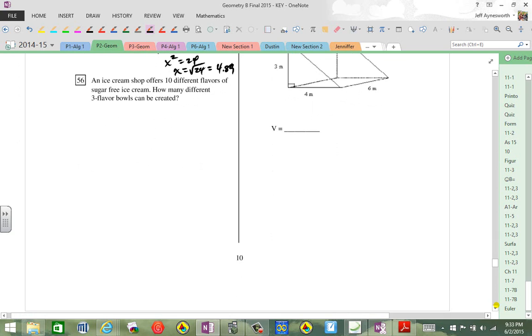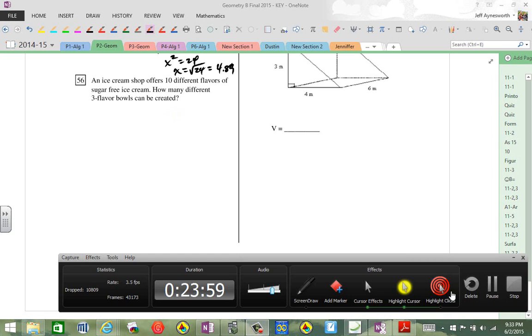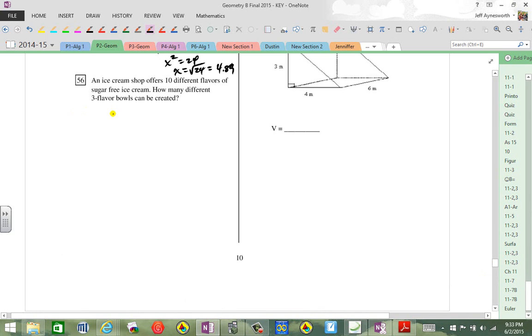56. An ice cream shop offers 10 different flavors of sugar-free ice cream. How many different ways can 3 flavor bowls be created? Kind of sounds like an ice cream problem. Let's see. Now in this one, 10 flavors, choosing three flavor bowls. So once again, you have 10 flavors and you're choosing 3. So this sounds like 10 choose 3.